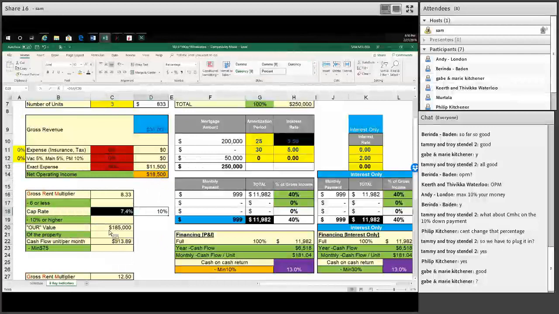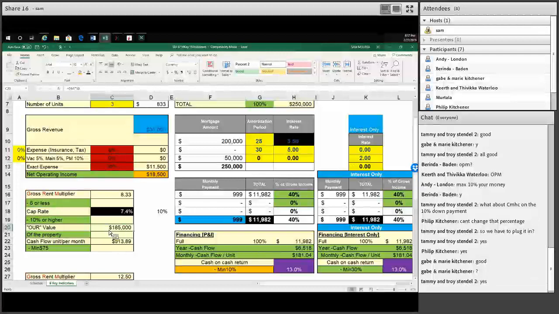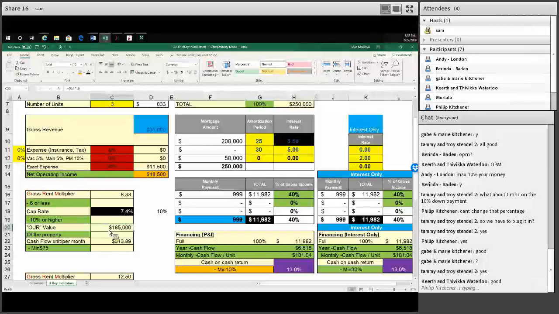Does everybody see that? Right now, what am I getting? I'm getting 7.4. What I'd like to get is 10. For me to get 10, I'd have to get the property at about $185,000. Does that make sense? So we'd love to start with a property with a cap rate of 10 or higher. That's if we paid cash. Does everyone follow?